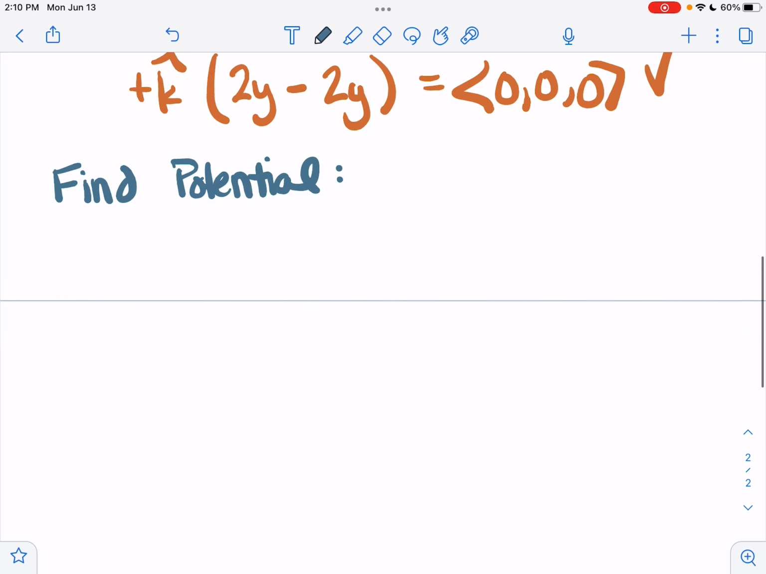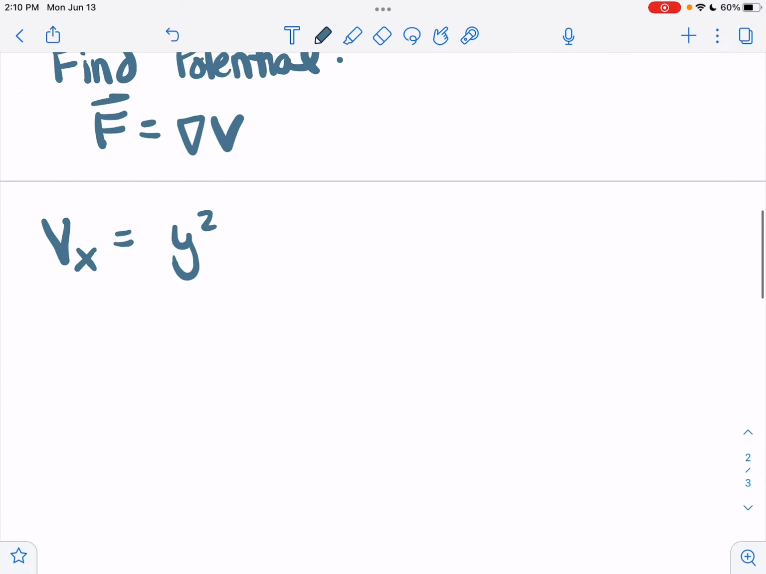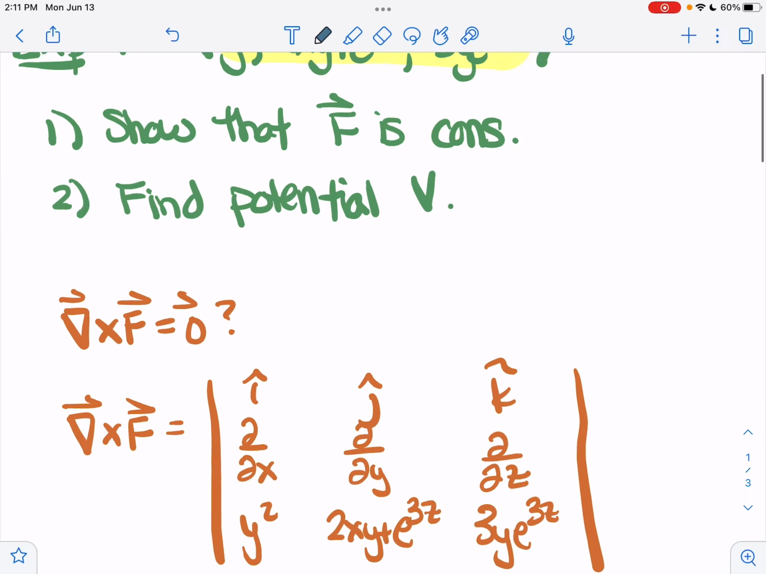So what do we know? We know that the vector field is equal to the gradient of some potential function. So the x component of v has to be y squared, the first component of f. The y component of v is the second component of f, which is 2xy plus e to the 3z, and the z component of v is the third component of f, 3y e to the 3z.